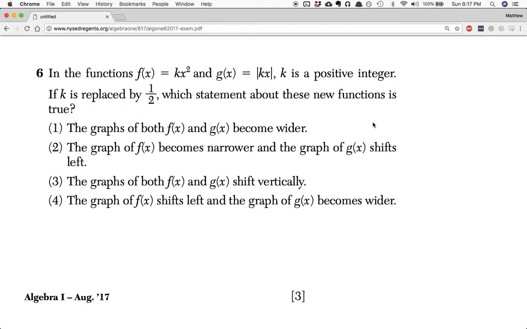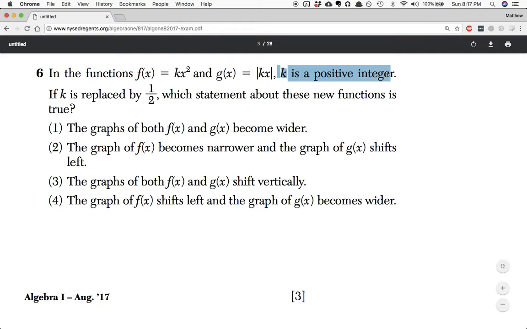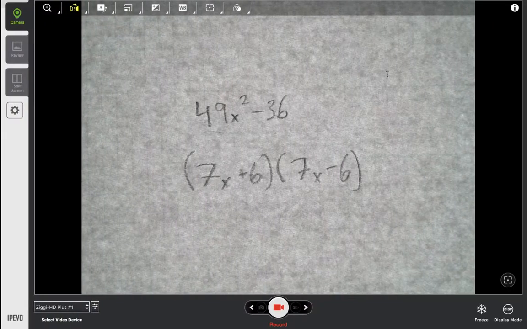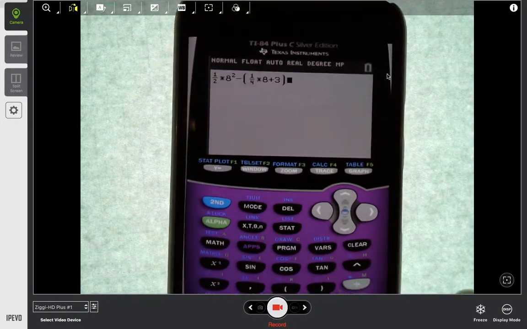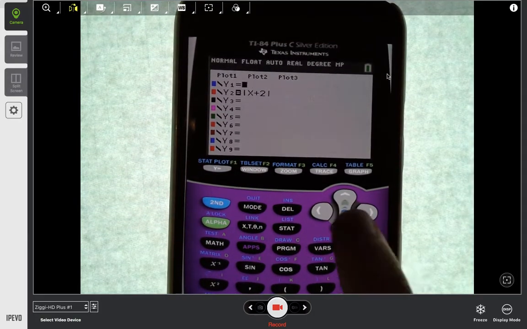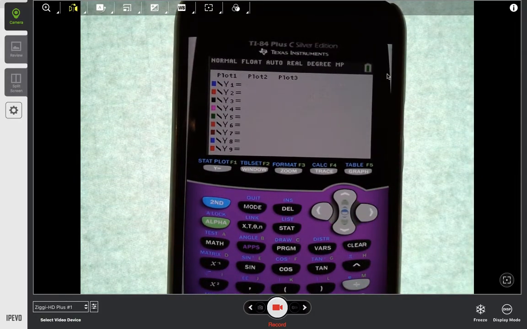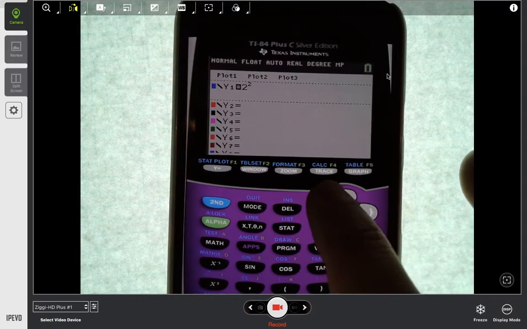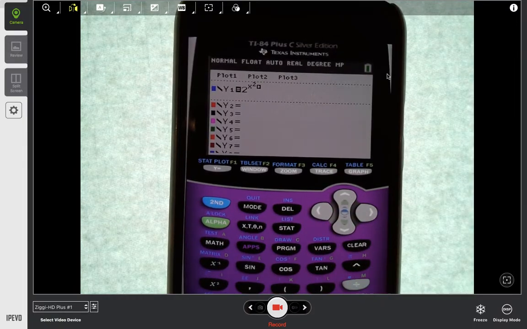They give me two functions that look like f of x, kx. So what we want to try and do is just plug those into our y equals and see what they look like. They say that k is a positive integer. Let's choose the number 2 to plug it in that way. So I see f of x. I'm going to go to y equals and clear those out. And I'm just going to do 2, not 2 squared, 2x squared is my first.